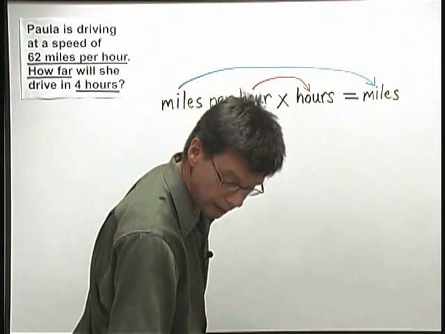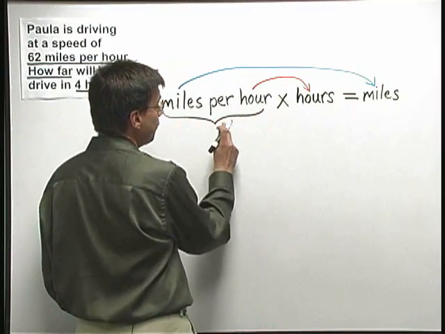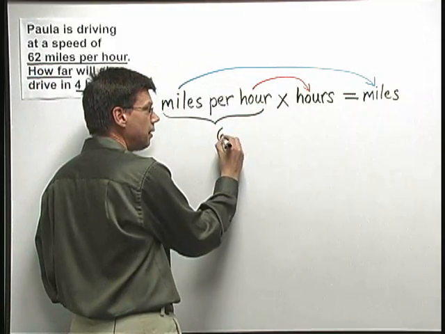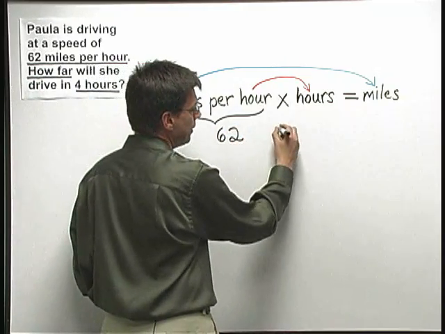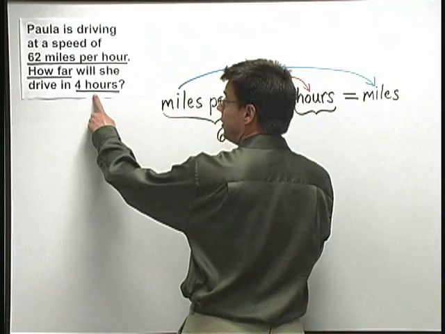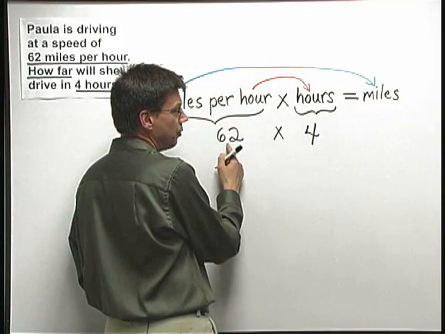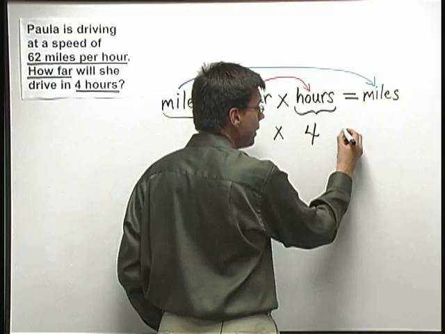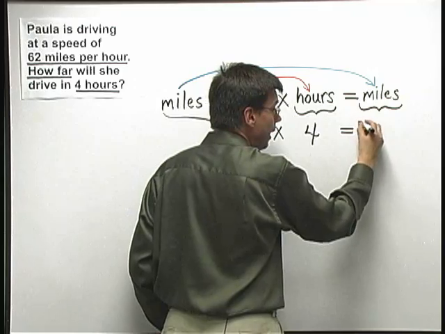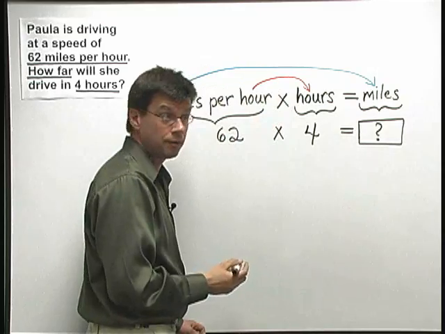Now let's go ahead and fill in the numbers. We have a value for miles per hour. That's the 62 mile per hour speed that Paula's driving at. Times, we also have a value for hours. Paula's driving for a total of 4 hours. 62 miles per hour times 4 hours equals so many miles. The number of miles, we didn't know at first. That's what we're trying to figure out.